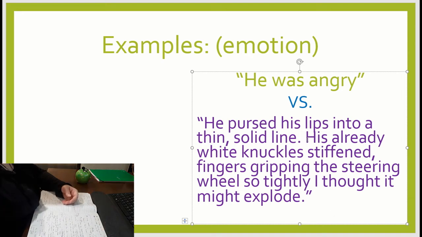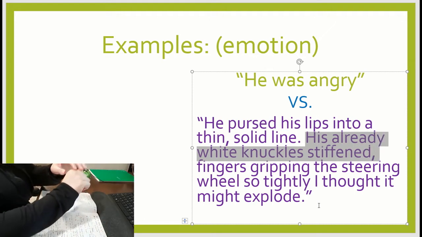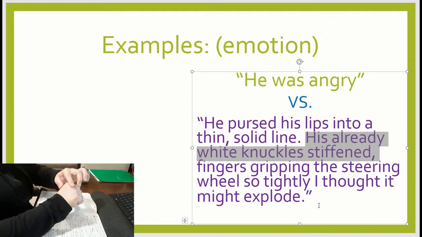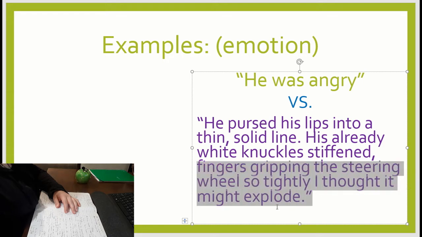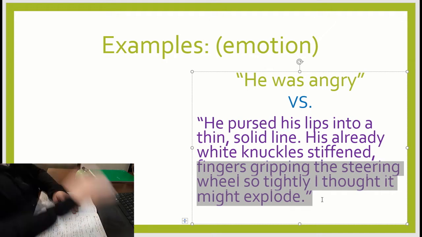Here, his already white knuckles stiffened. I was using the idea that when you're making a fist, this part turns white, and I said that they stiffened. And then here I said fingers gripping the steering wheel so tightly I thought it might explode. That's a different literary technique. It's sort of like hyperbole in a way, but I'll get into that in a separate video.